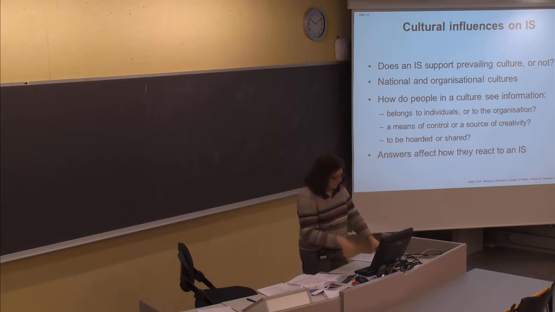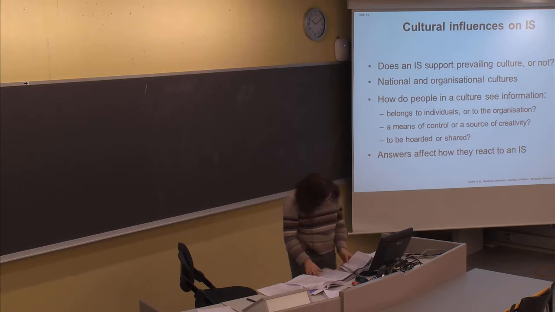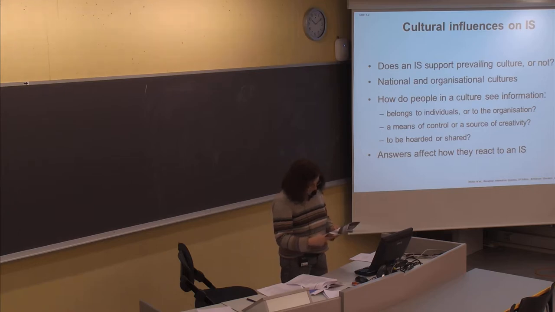And then there's different levels of organization culture. The book puts it up on page 160, national and organization cultures. They talk about values. So the values are sets of social norms that identify what is important to a group and how they interact with each other. They set the boundaries of acceptable behavior.